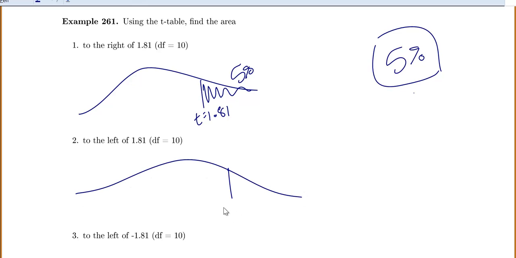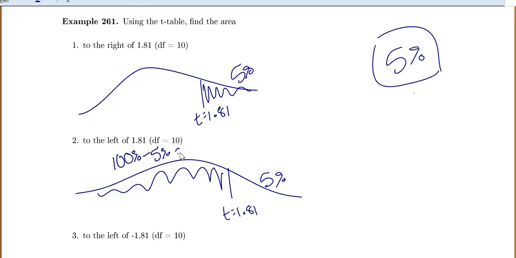Now, to the left of 1.81, so here's t equals 1.81, we want the area to the left. Now, my t table doesn't give me areas to the left, but I can use the complement rule. The area to the right was 5%, so this would be 100% minus 5%, which is 95%. So my answer is 95%.